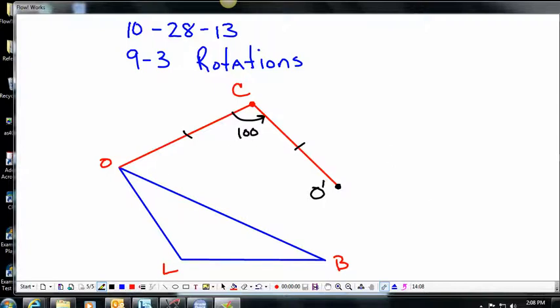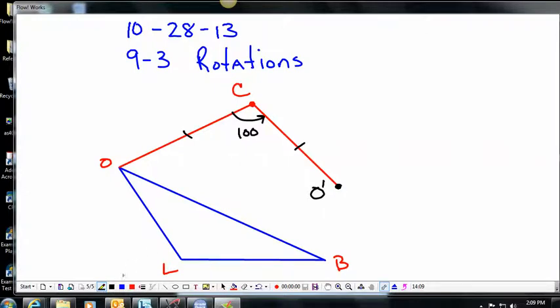Does everybody see how I've moved that point, or rotated that point? This point has orbited or rotated around C. It's stayed the same distance from C the whole time, hasn't it? Because OC and O prime C are the same distance. And if this is a 100-degree angle, and this point sits on one of the sides of the angle, then it's 100 degrees away from O.